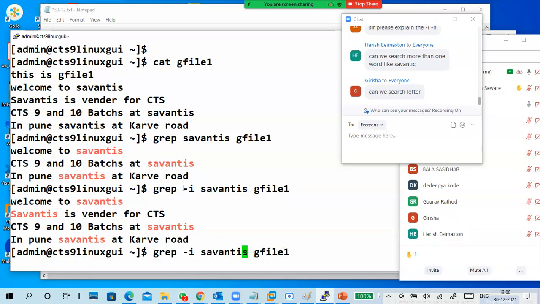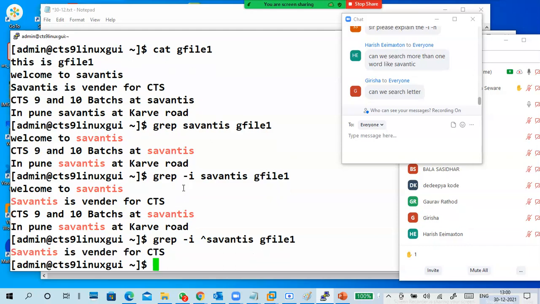Next, if I put a cap, which means shift 6, before the pattern, it means in the file, any line that starts with that letter, that word, that pattern, display those lines only.